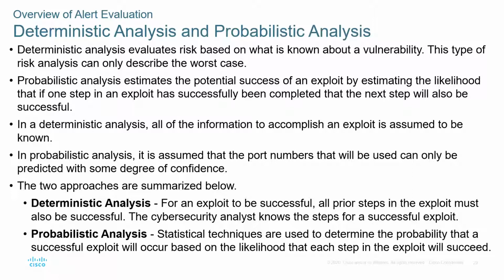So, in deterministic analysis, the risk is based on what's known as vulnerability. This is a type of risk analysis that describes the worst case. Probabilistic analysis estimates the potential success of an exploit by estimating the likelihood, if one step in an exploit had successfully been completed, that the next step would also be successful. And so in deterministic analysis, all the information to accomplish an exploit is assumed to be known. In a probabilistic analysis, it is assumed that, for example, the port numbers will be used and can only be predicted by some degree of confidence. And so there's two different approaches here that you're trying to go for.